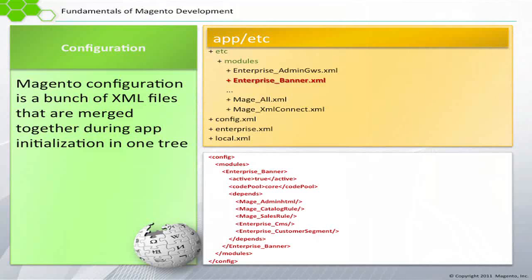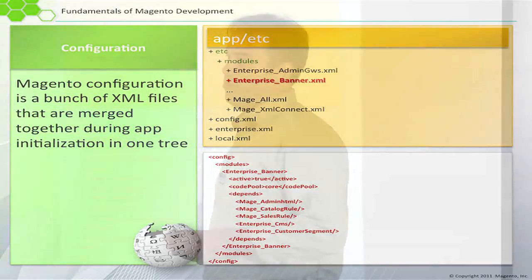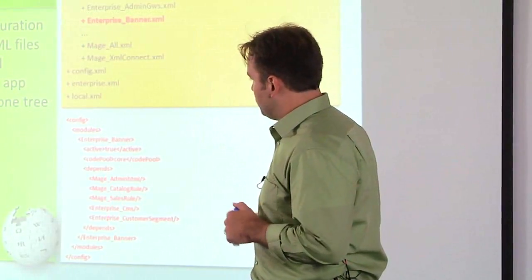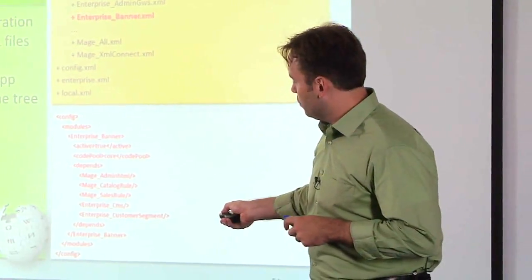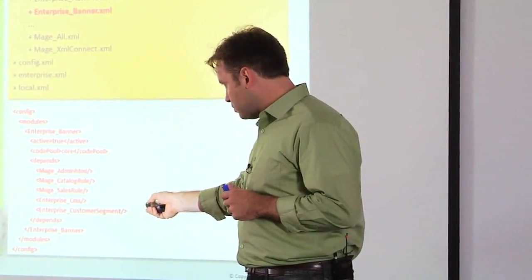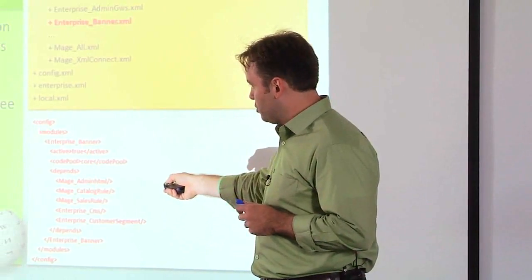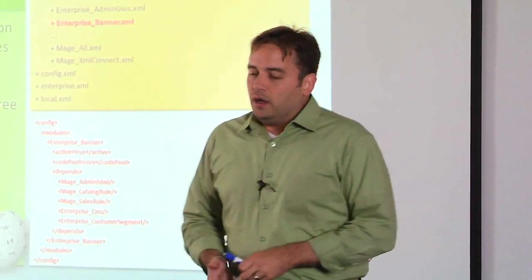Okay? So there's some other things in here, vital pieces of information. The active flag, which basically says to the application, this module is active. Go forth and find its configuration in the module folder. And then the code pool, which simply specifies where under app code the module can be found. Okay? And then here we actually have set up some dependencies. And you'll see the syntax for setting up dependencies is to use a similar node like is specified in modules.